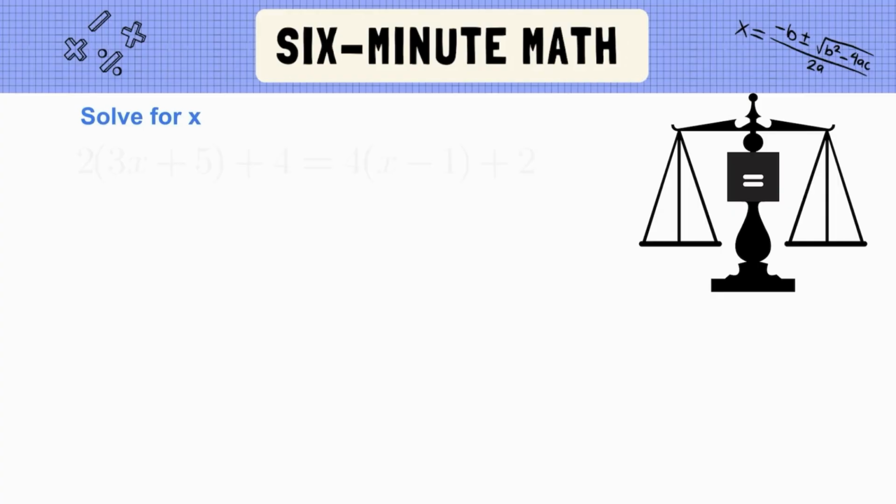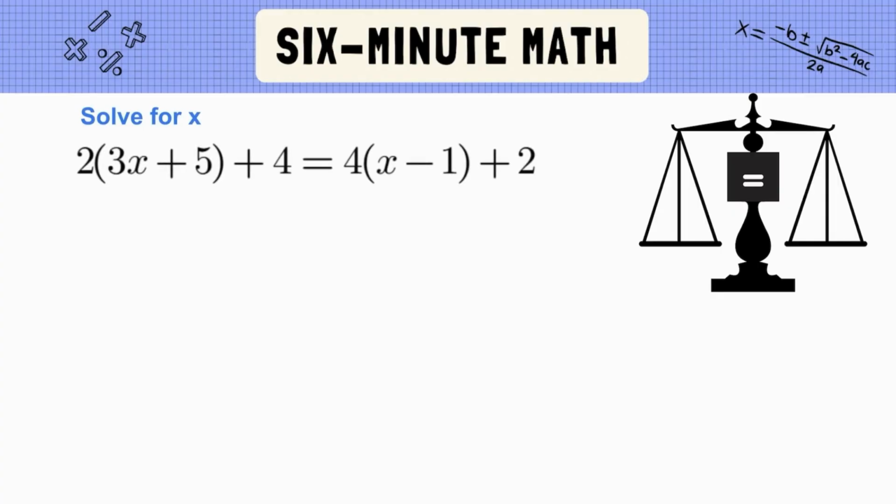Let's check out another one. We're going to solve for x in the following. Again, I see some brackets with some binomials in the middle, so I'm going to use my distributive property to get rid of those brackets. If you need some help with distributive property, check out our video here at 6 Minute Math to help you learn that process. 2 times 3x is 6x.